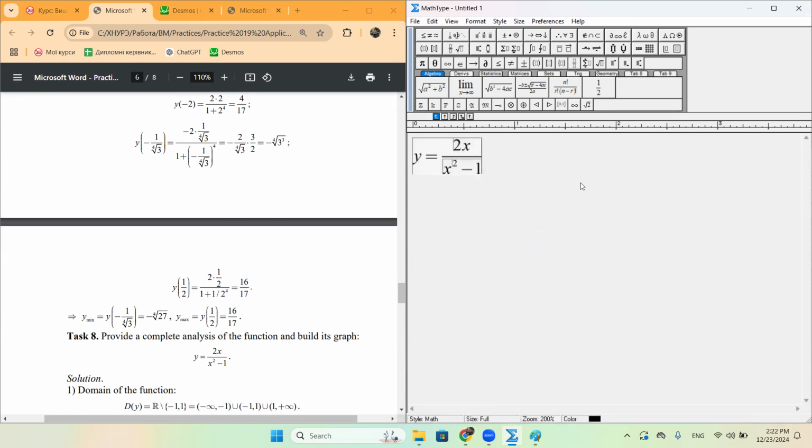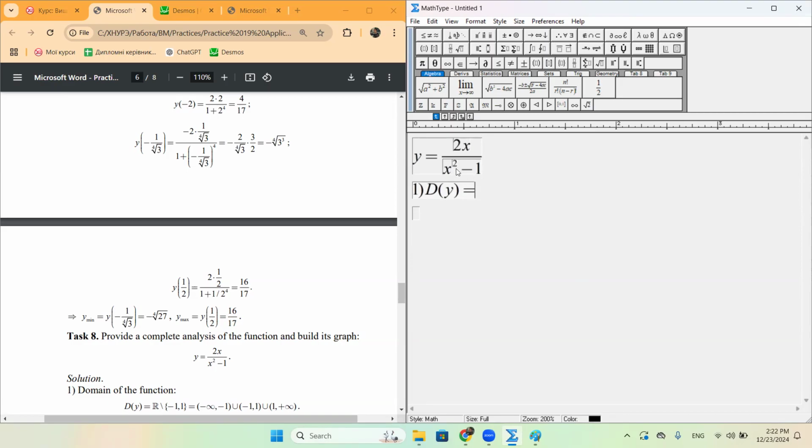So firstly, we check the domain of the function. The full answer will be the following. And the domain, reminding you, is the set of values of x for which the function is defined.